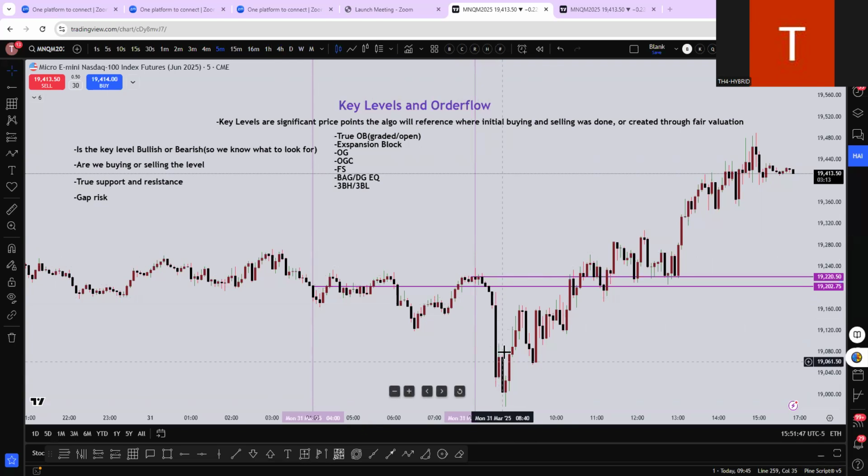Down close candles, like these black ones, when their highs get closed above, that's significant to bullish order flow. So down close candles, highs being closed above, bullish order flow. Up close candles, lows being closed below, bearish order flow. Now, just because we're in bullish and bearish order flow doesn't mean we're completely reversing.